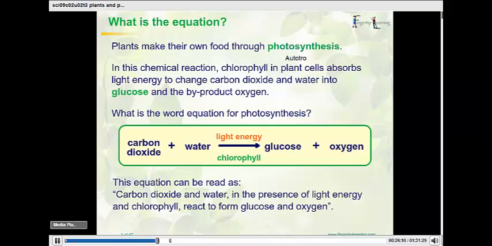Autotrophs. And the plants and animals which cannot make their own food are called heterotrophs. So this is our word equation of the process.